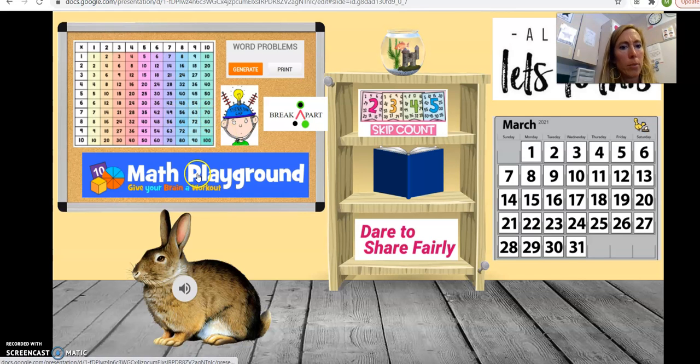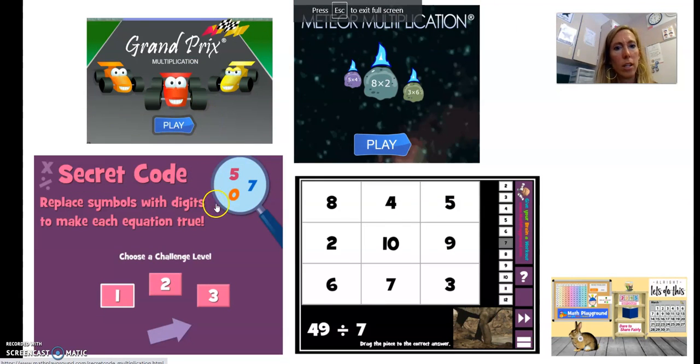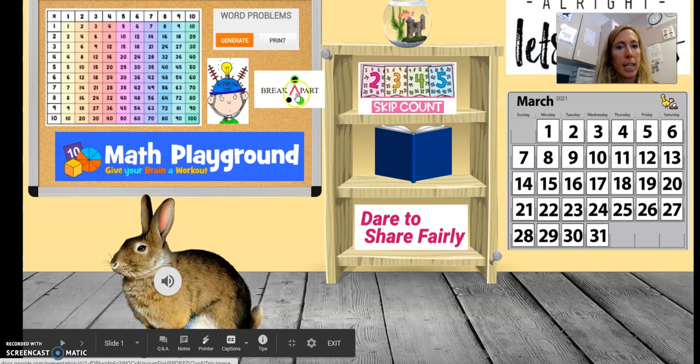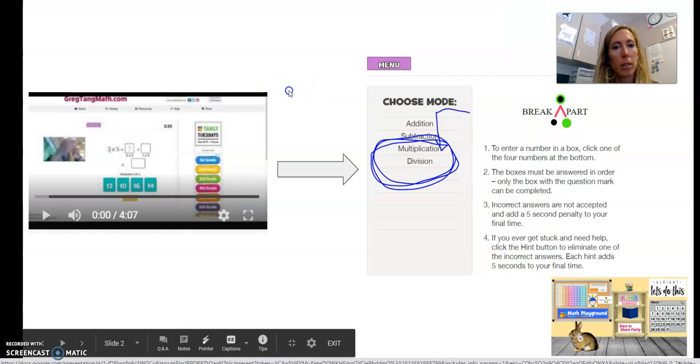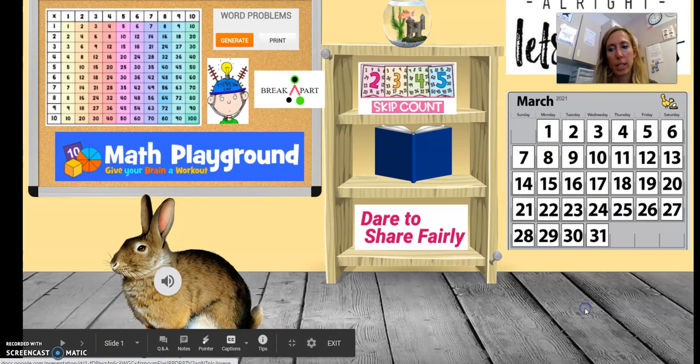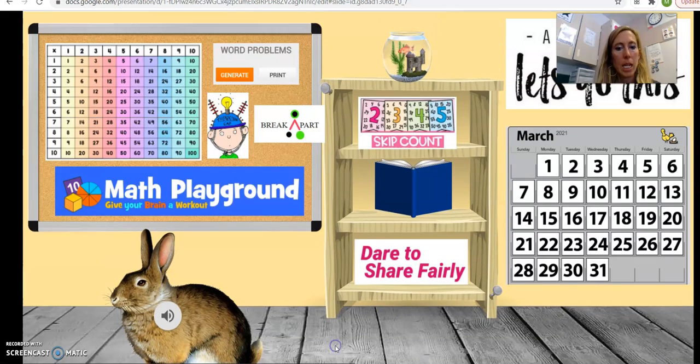If I go back to the math room, then you have Math Playground, and these are all the games that I picked out on Math Playground that are good for multiplication division. On this one in particular, the puzzles, if you've done these before, they can pick what kind of fact they're going to practice. So if they pick 7, all of these are going to be divided by 7. All right. The other one to note is Break Apart, one of my favorites from Greg Tang. So here's a video of me talking through it. I also have this come up in the lessons that you do. Okay? All right, so there's the math room.